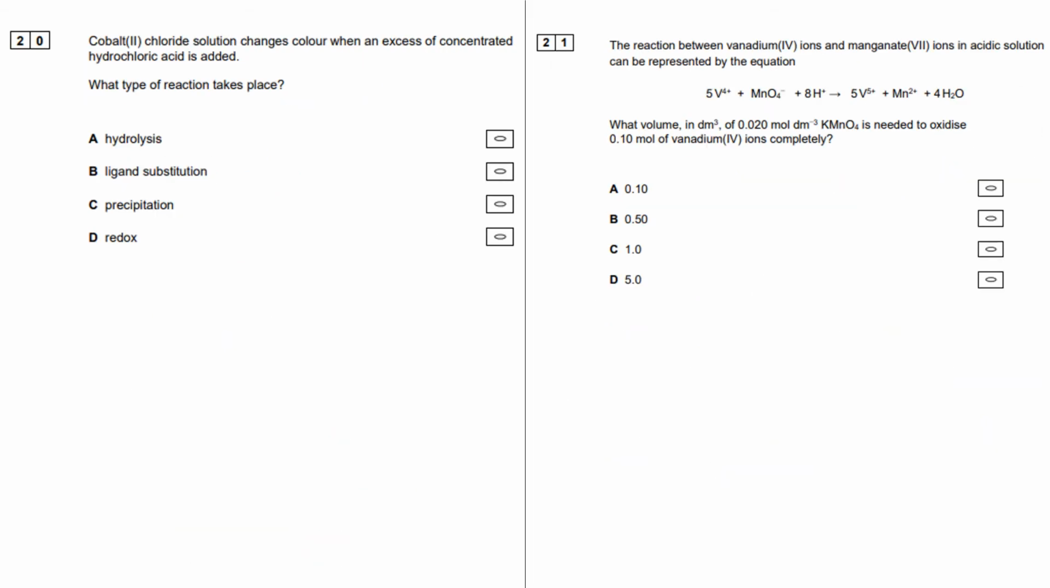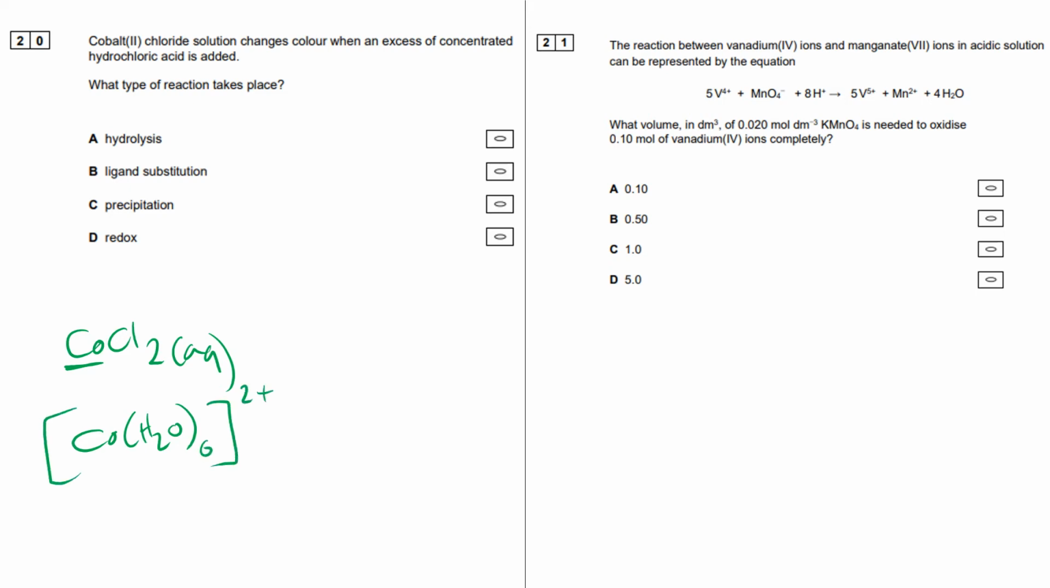Question 20. Cobalt chloride solution changes colour when an excess of concentrated hydrochloric acid is added. So cobalt 2 chloride, CoCl2, aqueous, will actually exist as the hexaaqua cobalt complex because it's a solution. Solution means water is in excess, it's aqueous, lots of water present. That's going to be the main complex present.